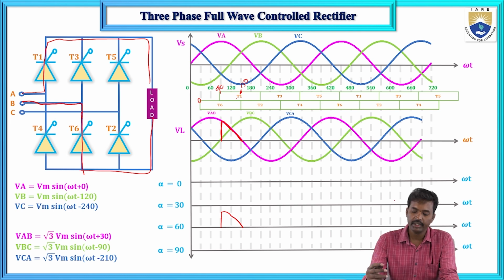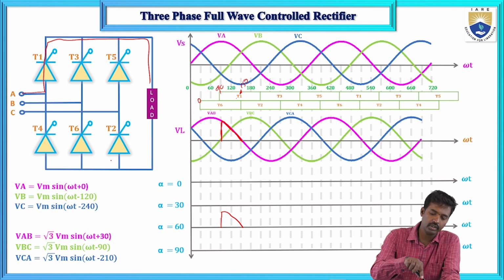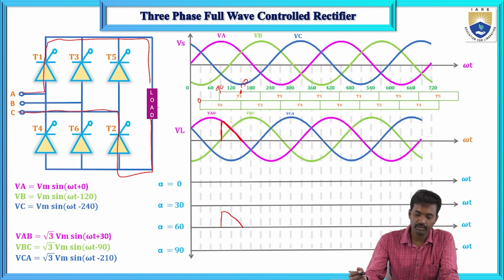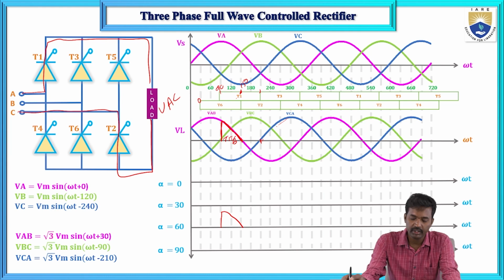And next, from 150 to 210, T1 and T2 will conduct. T1 and T2 will conduct means this is VAC. VAC is the case between these two. So T1 and T2 thyristors will conduct. Here T1 and T6 thyristors will conduct, and next T1 and T6, then T2 will conduct.